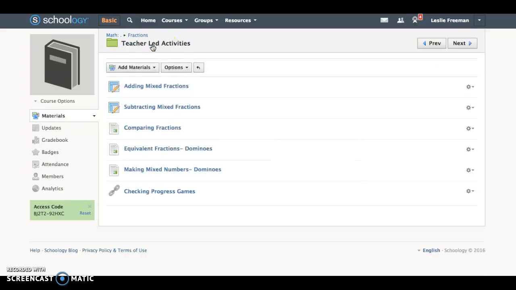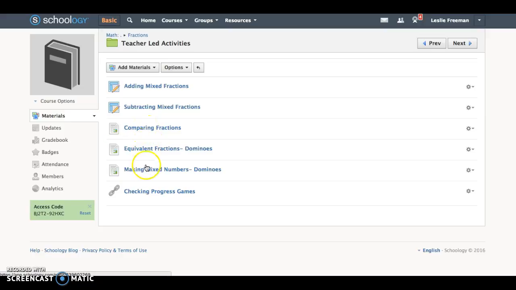So I'm just going to go back to teacher-led activities to look at the other things in here. The next one is subtracting mixed fractions, which is similar to the adding mixed fractions activity that I just showed you. So it's another PDF that comes up that I can look at with students as they're working with me in that small group setting.